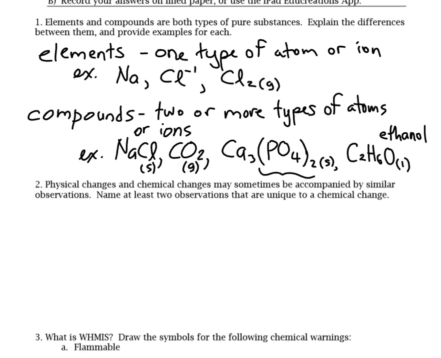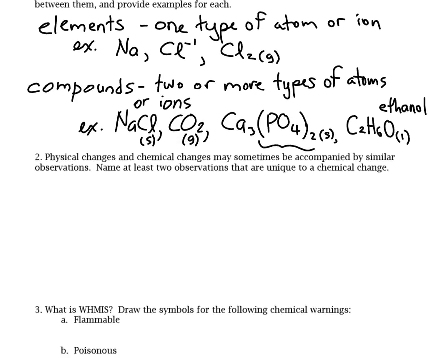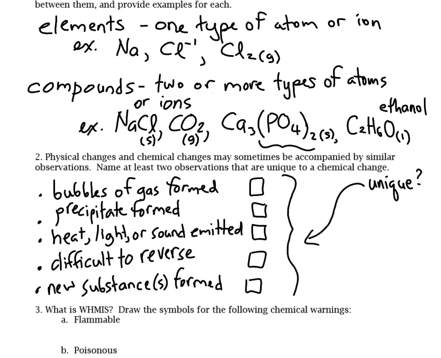Look at number 2, physical changes and chemical changes. Sometimes the observations can be very hard to distinguish. Let me give some examples. Here's a list. You may have generated a separate list of your own. Generally, I would say the first 3 may be observed for physical change.